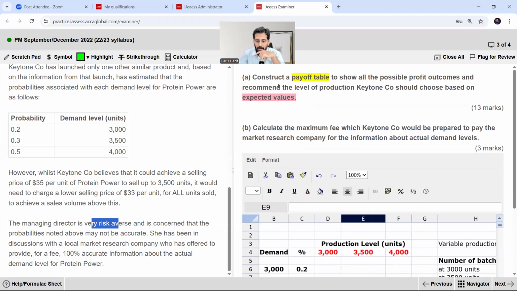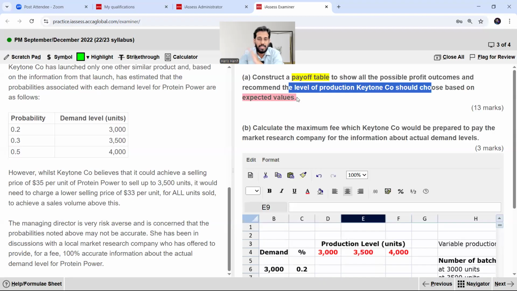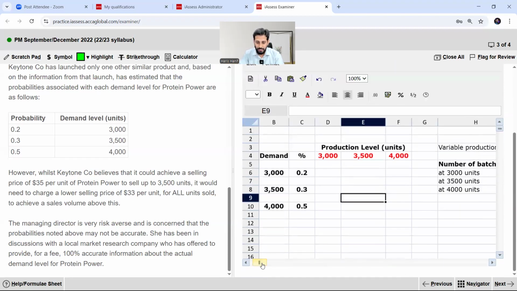So first of all, for part A, construct a payoff table to show all the possible profit outcomes and recommend the level of production KeyTone company should choose based on the expected values, right? So first we have to prepare the payoff table. Now let's move on.